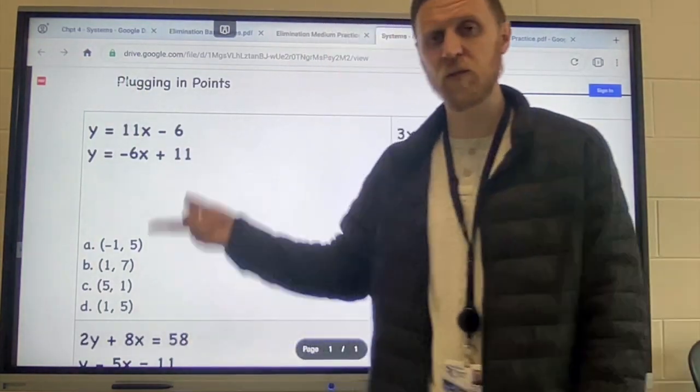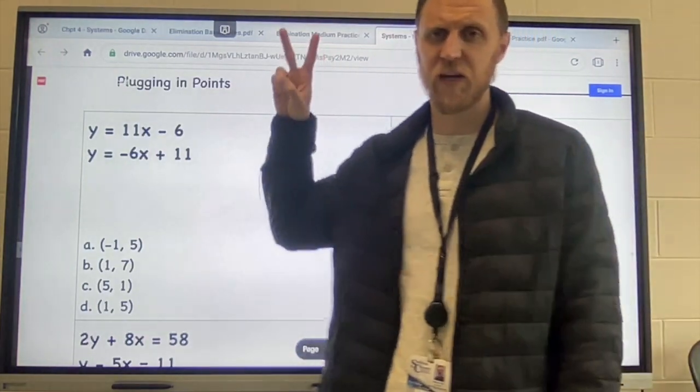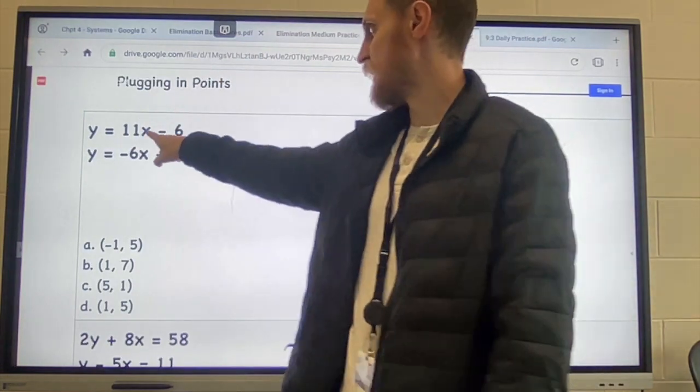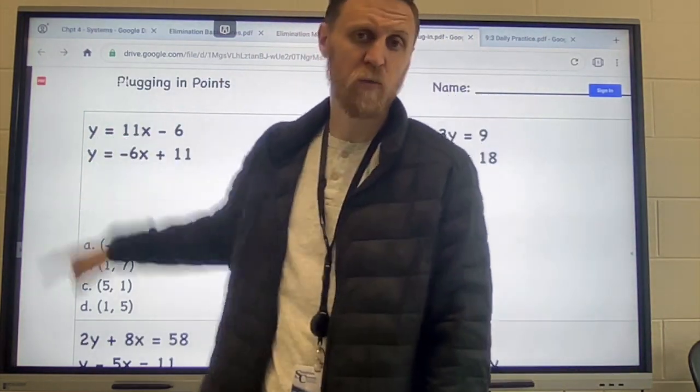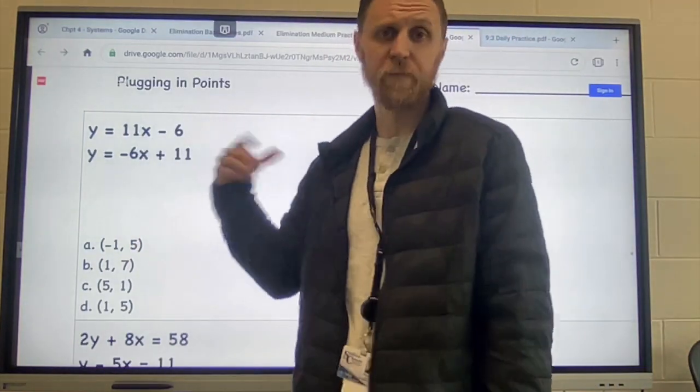So for systems of equations, it works like this. A system of equations has two answers. It has an x and a y. X and y. X and y. And the way that you typically see the answers written is x and y, just like that.